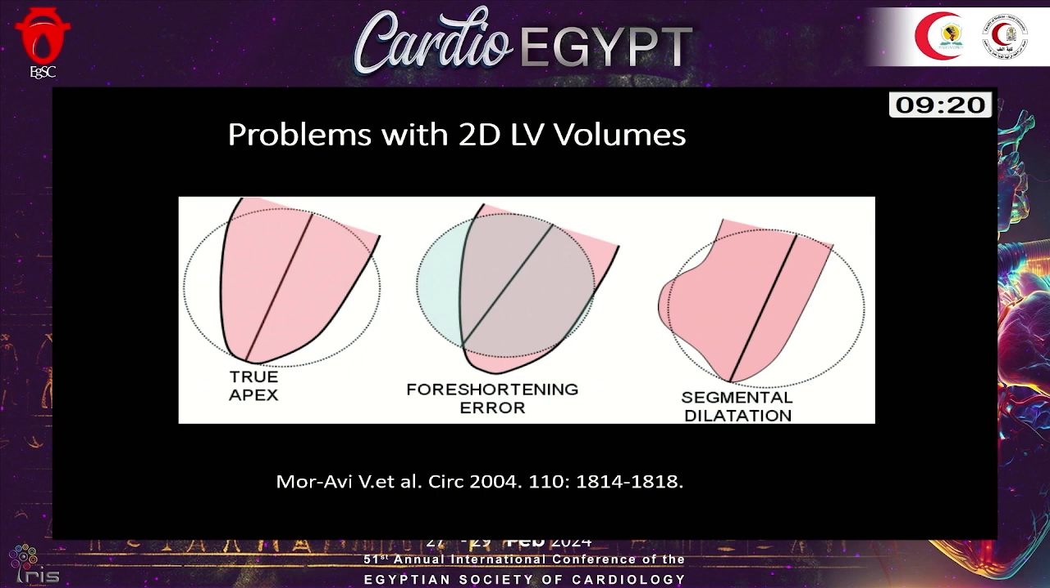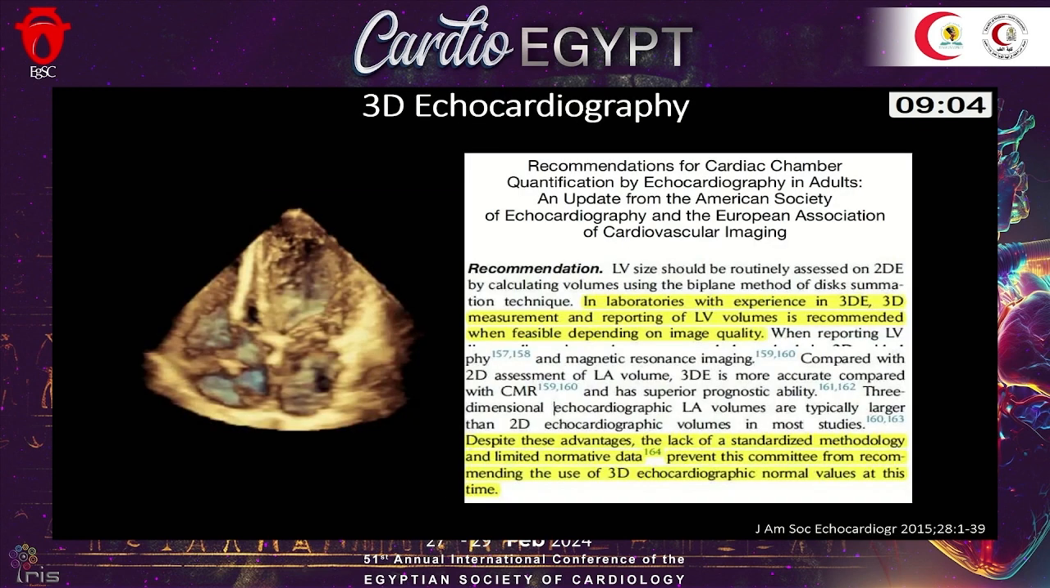Even the Simpson method, at the end of the day we are measuring apical four chamber and apical two chamber. What if anything in between these two orthogonal planes is having an aneurysm or wall motion abnormality? It will not be considered in the equation. So still, we have a lot of geometrical assumptions in the 2D assessment.